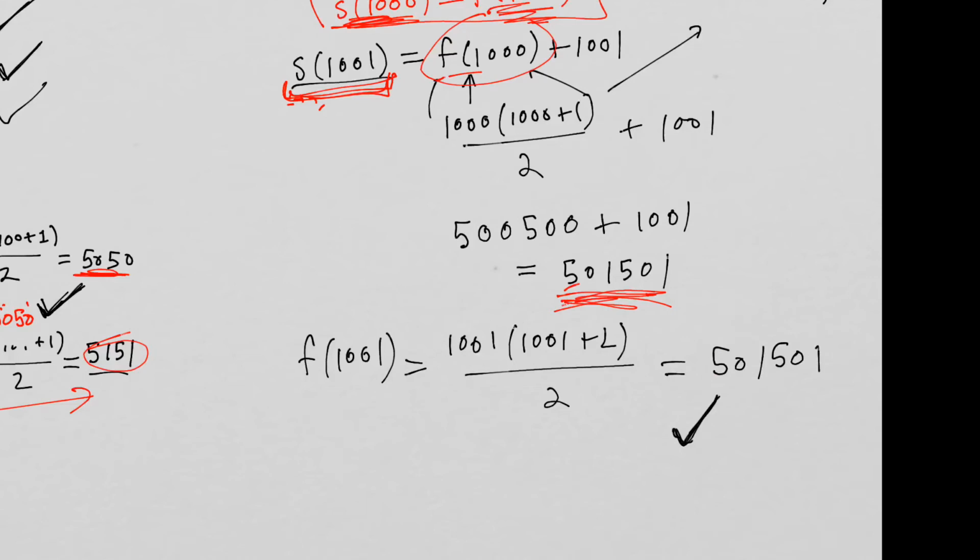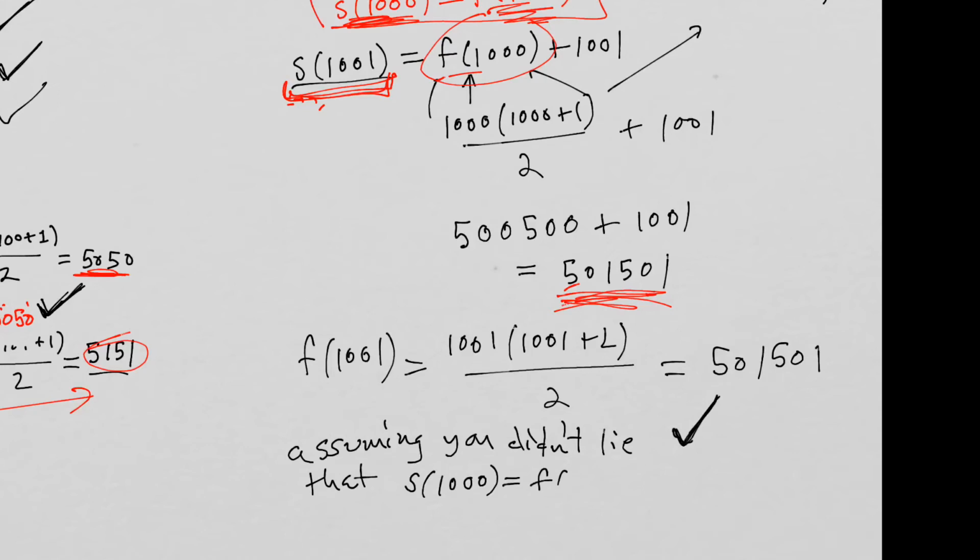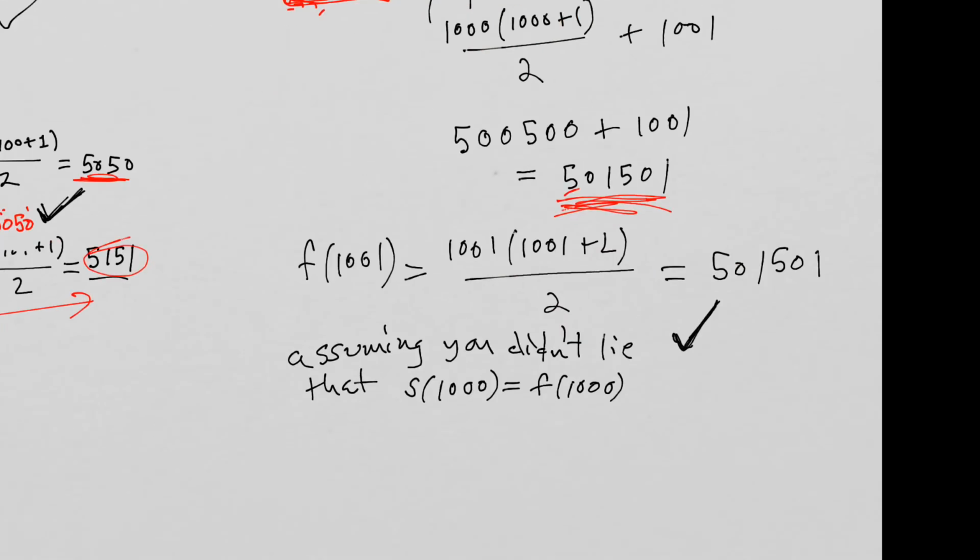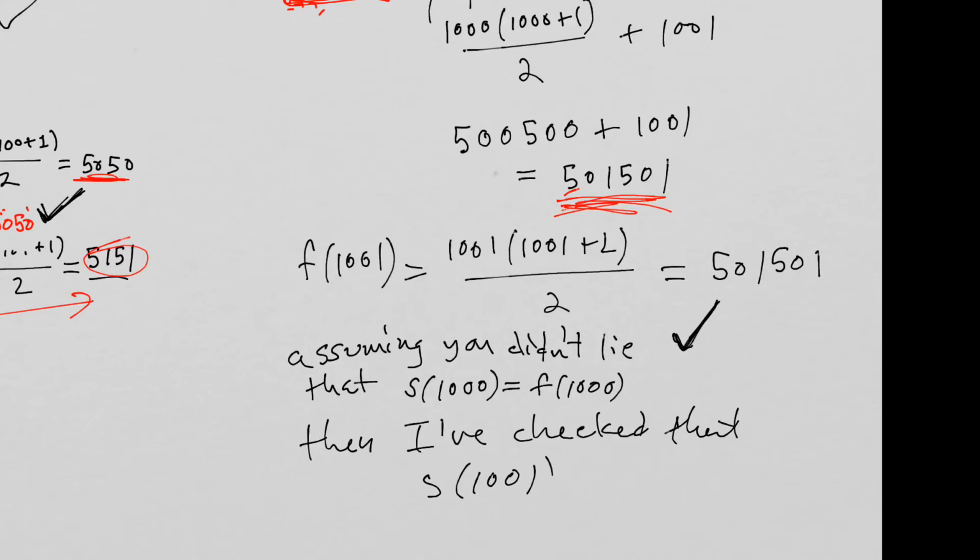So now what I've done is I've said, assuming you didn't lie, that S of 1,000 equals F of 1,000, then I've checked that S of 1,001 is equal to F of 1,001. So that checks out, right? And we could do the same thing up to much bigger numbers.